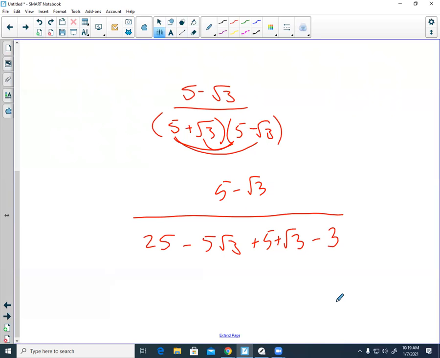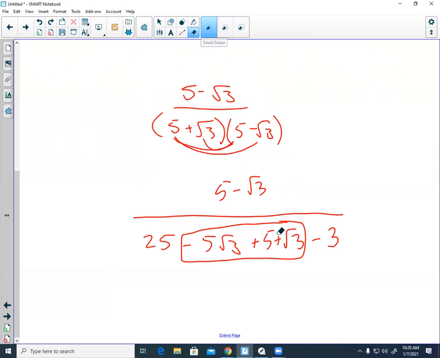Now, the whole reason that we do that is because these are going to be opposite. So those things right there are going to cancel with each other. Oops, this shouldn't say plus right there. It should just be 5 times 5. So those two things right there are going to cancel with each other. They're going to go away.